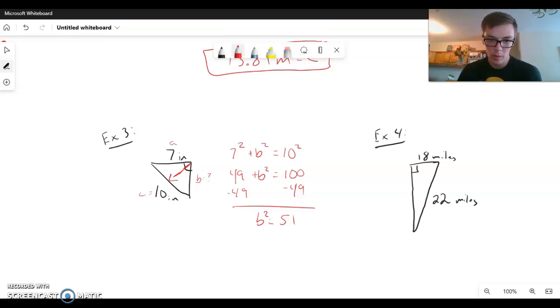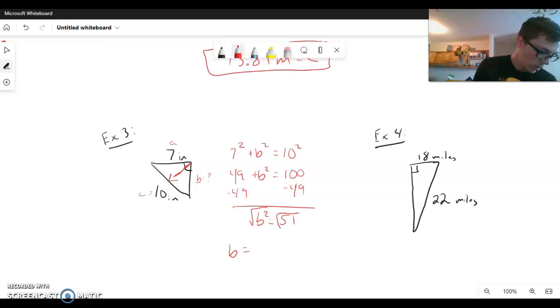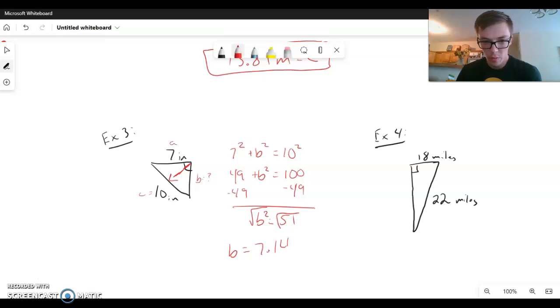Now we can take the square root of both sides. So square root of b squared, square root of 51. You're going to have to use your calculator here. So the square root of 51 is 7.141428. So we're going to round this to the nearest hundredth again. Hundredth is the second decimal point. So we have 7.14. And we can't forget about the label, which is inches.